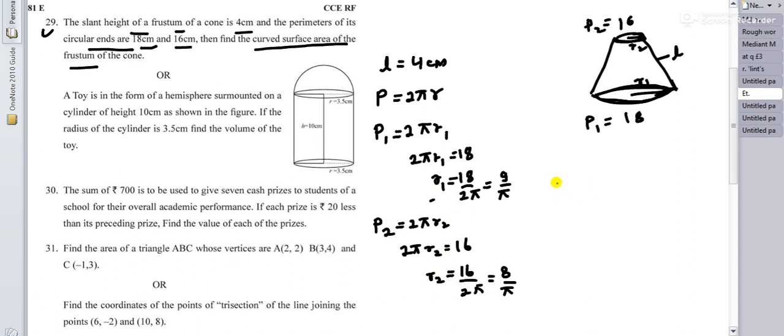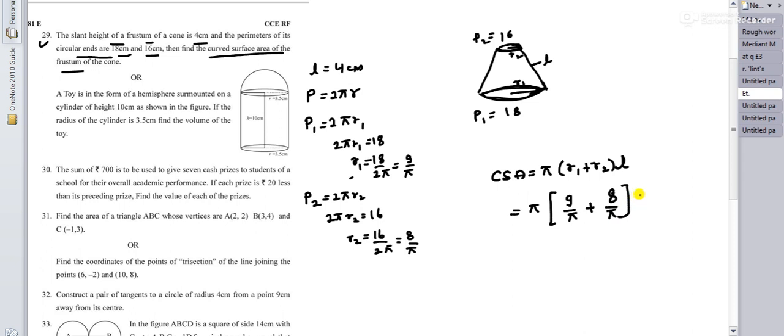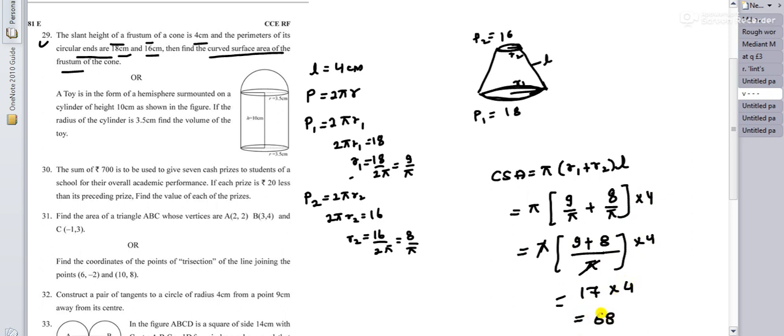Now you have to find CSA. What is the formula of CSA? Yes, CSA of frustum is pi into (r1 plus r2) into L. So pi, keep it as it is. Here r1 is 9 by pi plus r2 is 8 by pi, into L. What is L? Yes, it is 4. On solving, pi gets cancelled. Here 9 plus 8 is 17, into 4. What is 17 into 4? 17 fours are 68, correct?